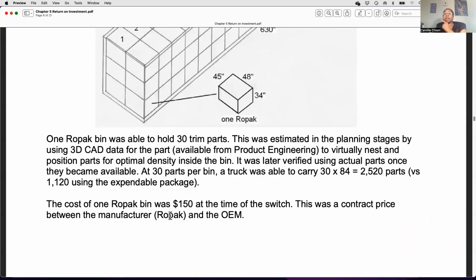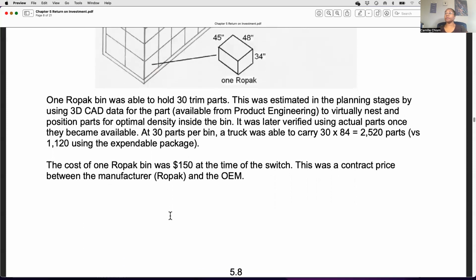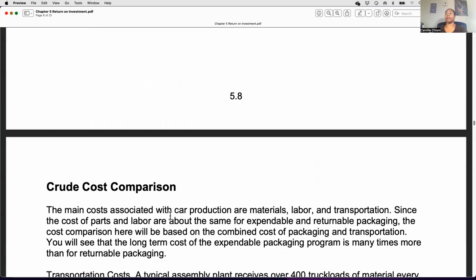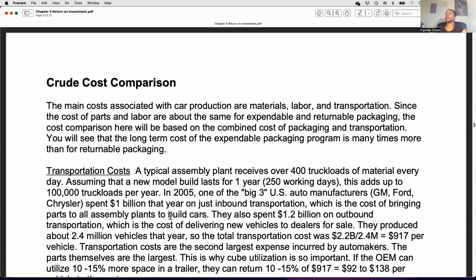Okay, so that seems like a huge difference. You're paying $23 and some change for this corrugated box that's expendable, you're going to throw away. But this RoPac bin, man, it's $150. It's so much more. So how do you justify that? How in the world do you justify that? Okay, so you want to do a cost comparison.